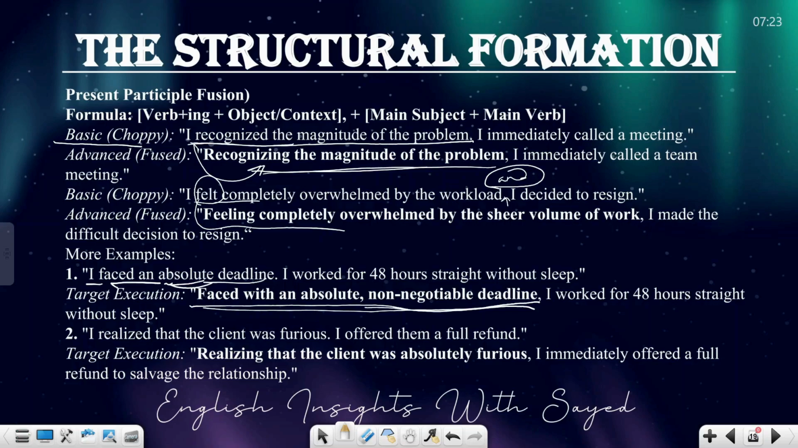I worked for 48 hours straight without sleep. Same sentences, same expression. Just see how you could make it different. I realized that the client was furious. I offered them a full refund. So: realizing that the client was absolutely furious, I immediately offered a full refund to salvage the relationship. It's simple. It's not difficult.